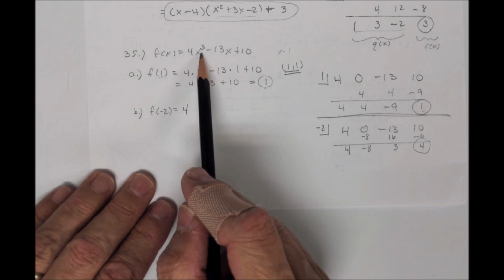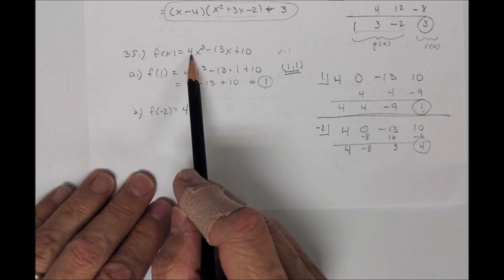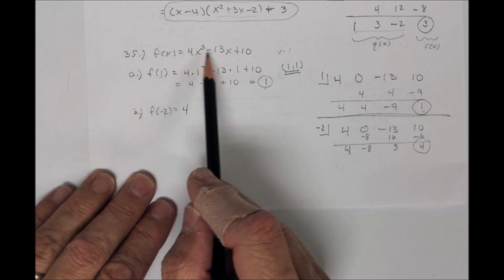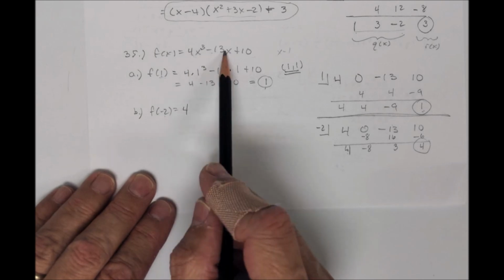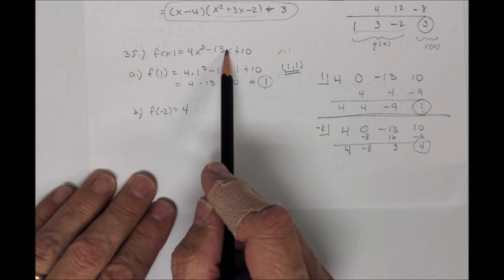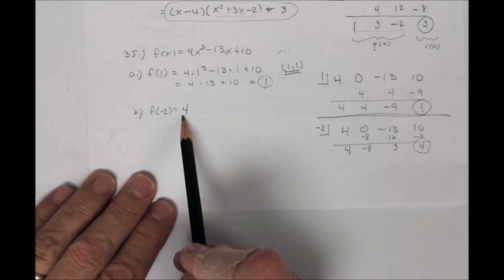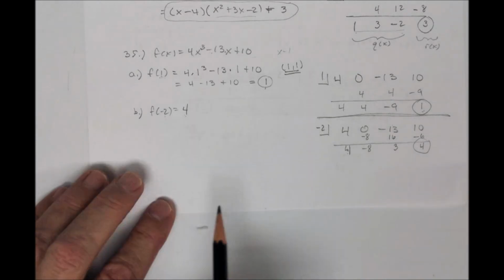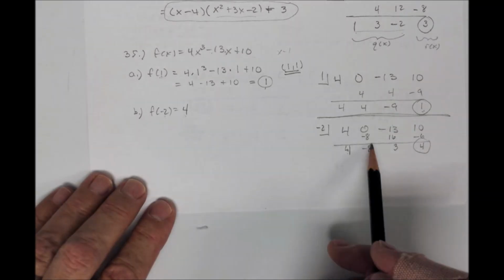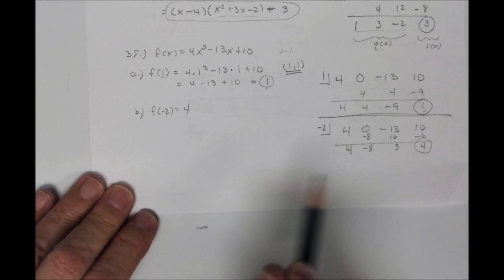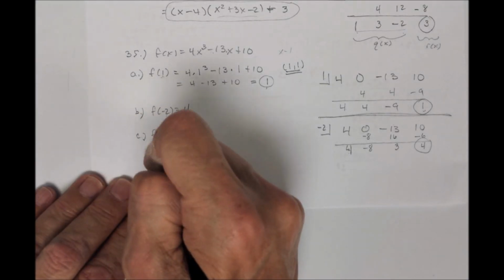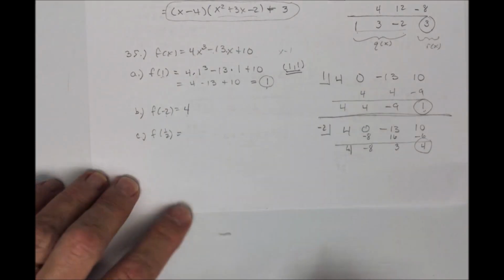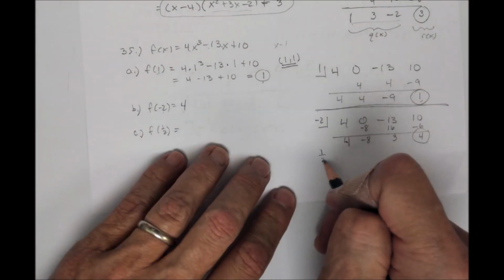Negative 2 to the third is negative 8, times 4 is negative 32. Negative 32 minus 13 times negative 2, that'd be plus 26. So that'd be negative 32 plus 26 is negative 6 plus 10 is positive 4. You can plug it in and do it as a check. They want to see this, though, in the problem. So for part C, they're asking for you to do f of 1/2, trying to make it tough on you with a fraction. So I put the 1/2 in the pocket.